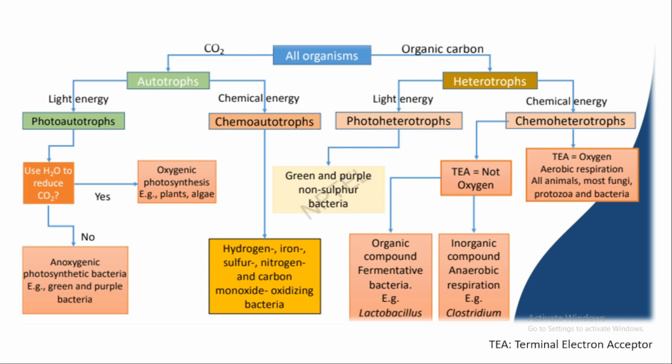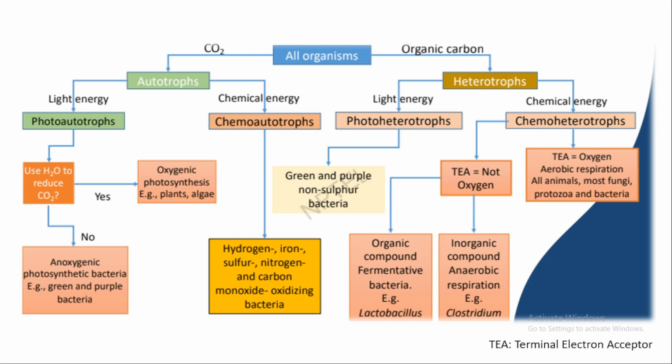Okay, in that, you can have two energy sources. If your energy source is light, the term photo will be added. If the energy source is chemical, some other chemical, not light, the term chemo will be added as a prefix. So in both autotrophs and heterotrophs, if the energy source is light, then it is photoautotroph or photoheterotroph. If the energy source is chemical, it is chemoautotroph or chemoheterotroph.